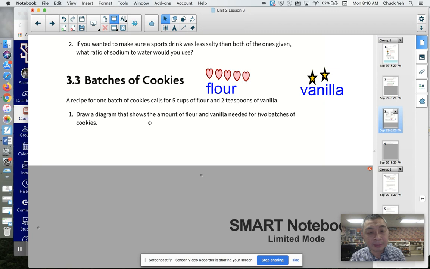Draw a diagram that shows the amount of flour and vanilla needed for 2 batches. So if this is 1 batch, how many do you think you would need for 2 batches? So draw a diagram, like hearts and stars, whatever you want. Show the amount of flour and vanilla. So flour is 5 cups for 1 batch, so 2 batches would be 10.